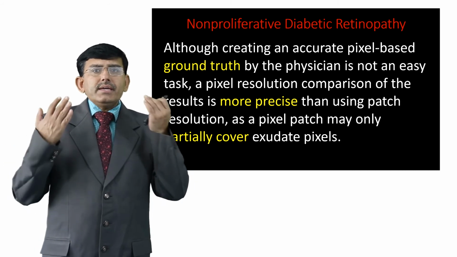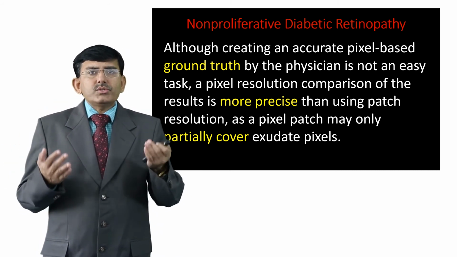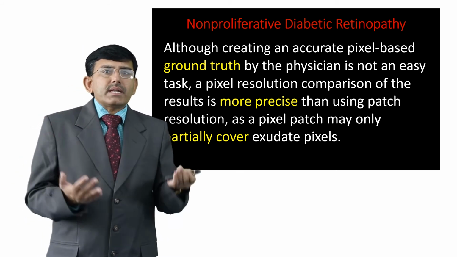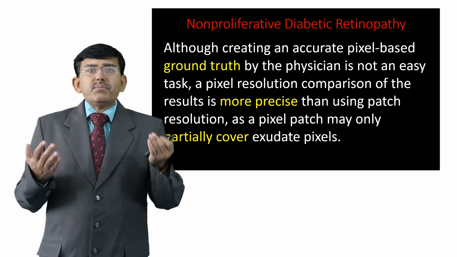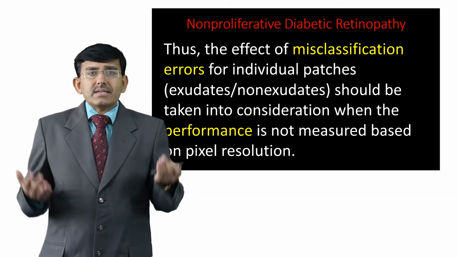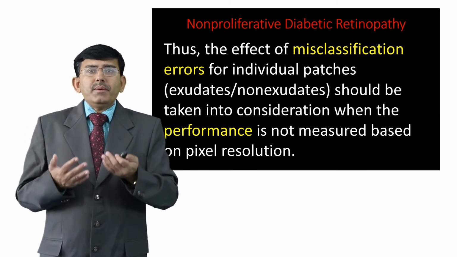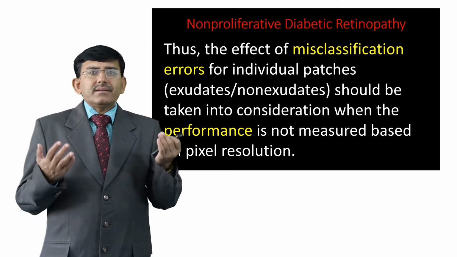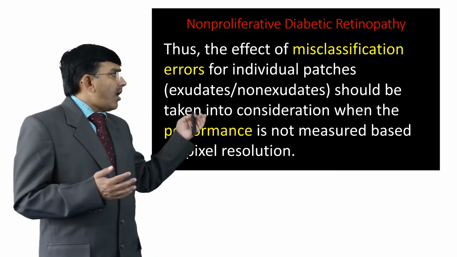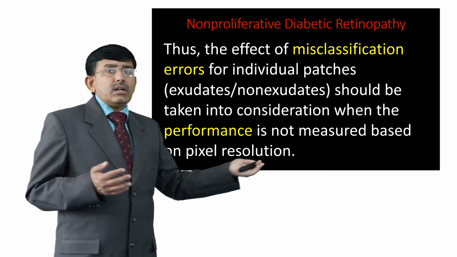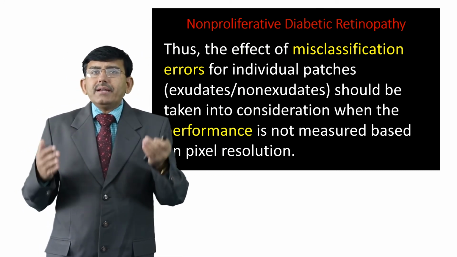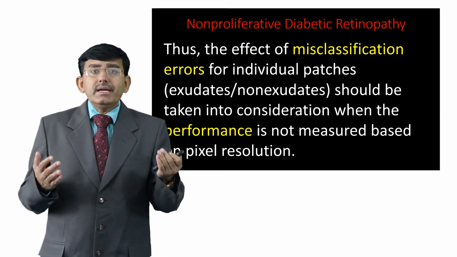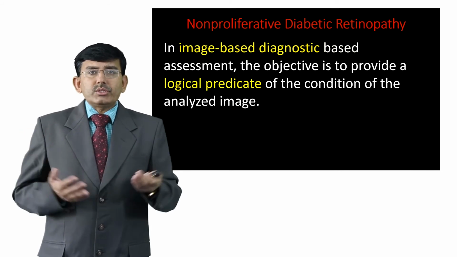a pixel resolution comparison of the result is more precise than using patch resolution, as a pixel patch may only partially contain exudate pixels on the retinal surface. Thus, the effect of misclassification error for individual patches, that is exudate or non-exudate regions on the retina, should be taken into consideration when the performance is not measured based on pixel resolution.